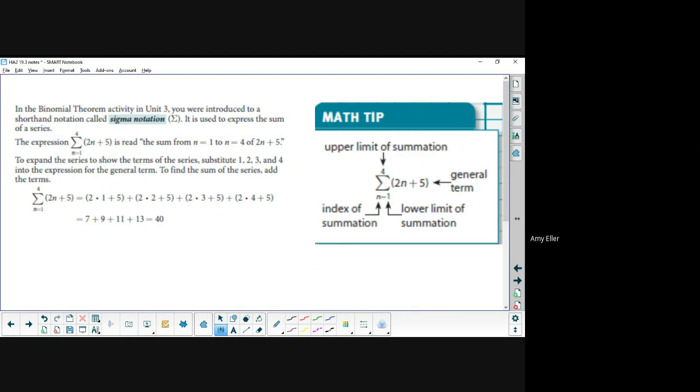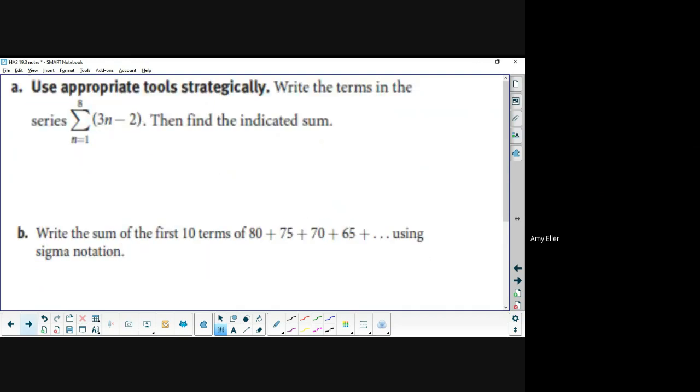To do sigma, you will plug in 1, then you will plug in 2 and 3 until you get to 4. And you will add those terms up. So we'll do that example at the bottom of 303 to show you how it works. Bottom of 303, example A. You're going to plug in 1 to this function. You get 1. Then you're going to plug in 2 to that function. And you're going to plug in 3 to that function. Keep going until you get to 8.